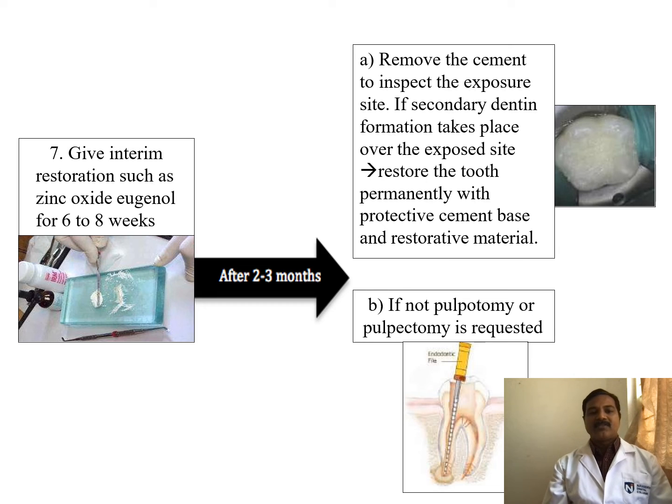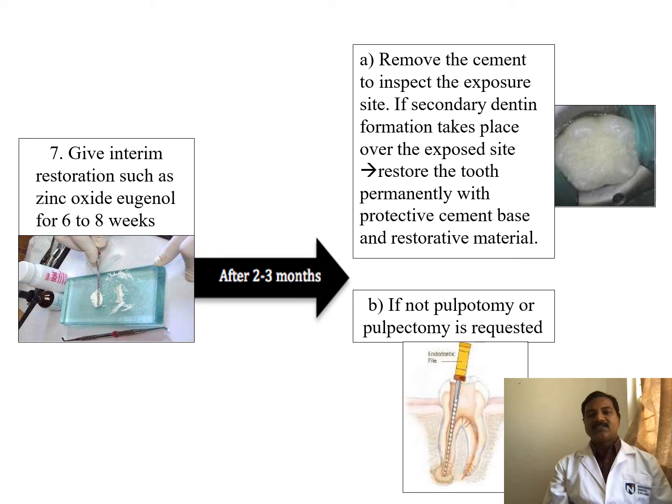You can give an interim restoration such as zinc oxide eugenol for 6 to 8 weeks, because zinc oxide eugenol has an obtundant effect. When I say that, it has a soothing effect on the pulp. So you can give an interim restoration, and after a period of 1 or 2 months, you can go with a permanent restorative material.